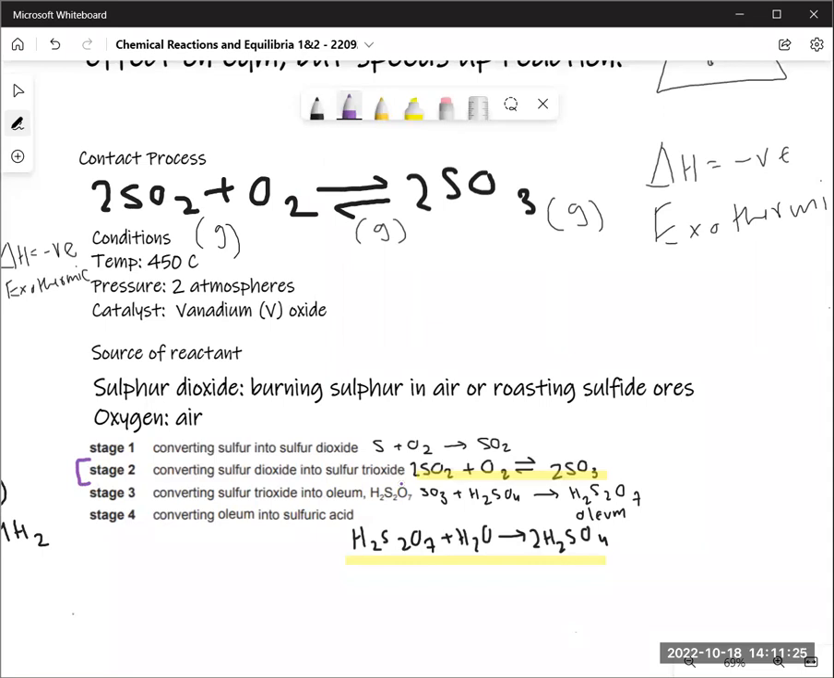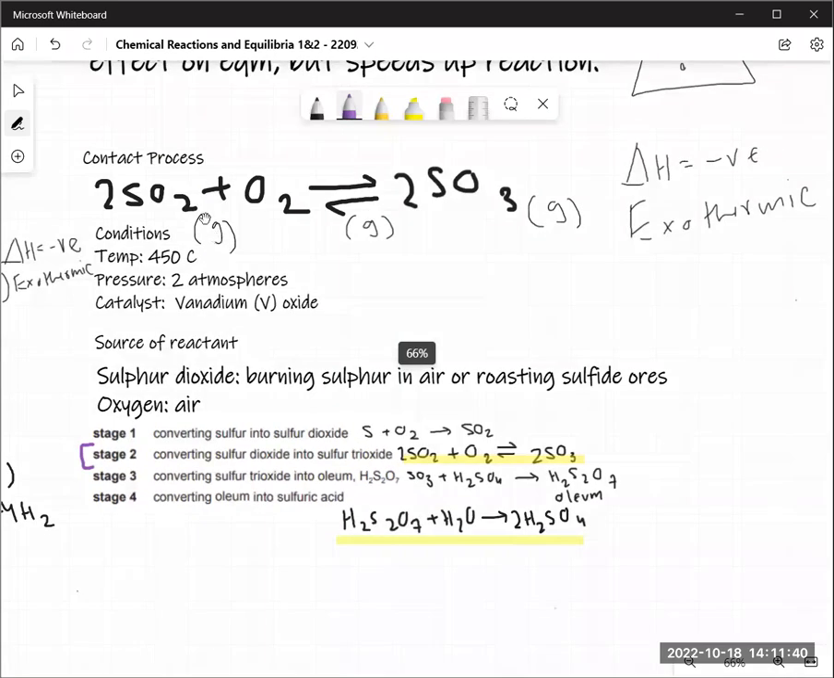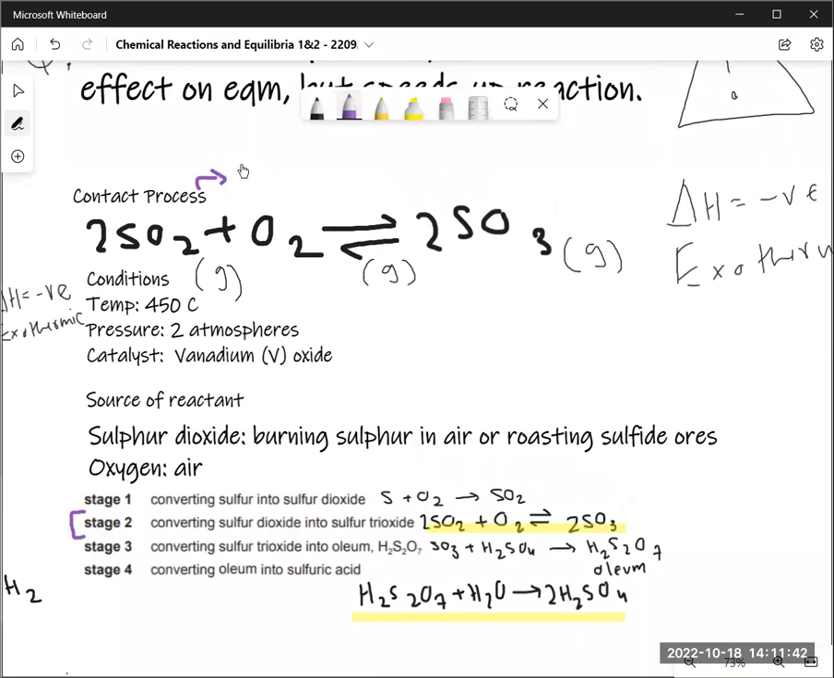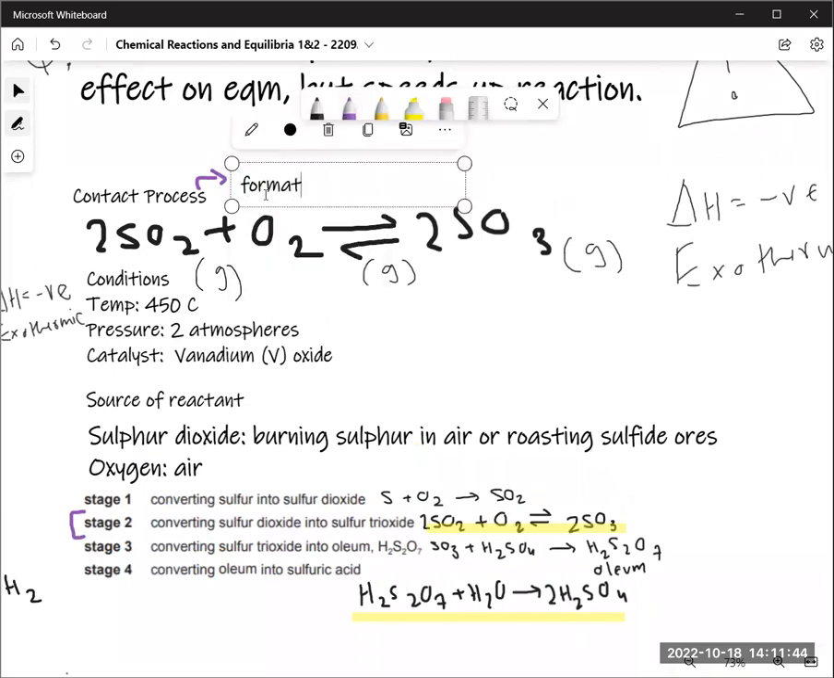Now, after you get your sulfur dioxide, you have to convert this into sulfur trioxide. Now, you'll ask why? Because it's a key process in getting sulfuric acid. The contact process is the formation of sulfuric acid, and all of these steps are taken to finally get to the product. It's not a one-step reaction.